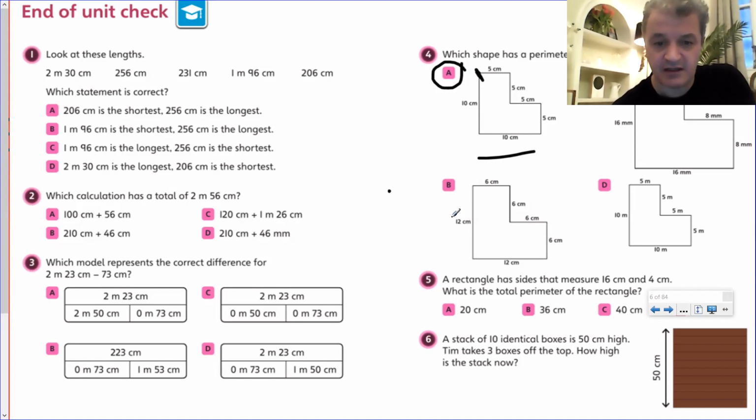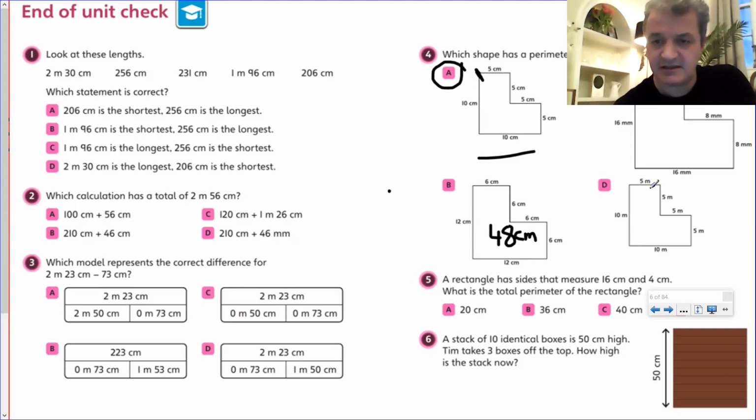24, add 2 12s, which would be another 24. That would be 48. That's definitely incorrect. The perimeter of that shape is not 40 centimeters. It's greater than 40 centimeters.